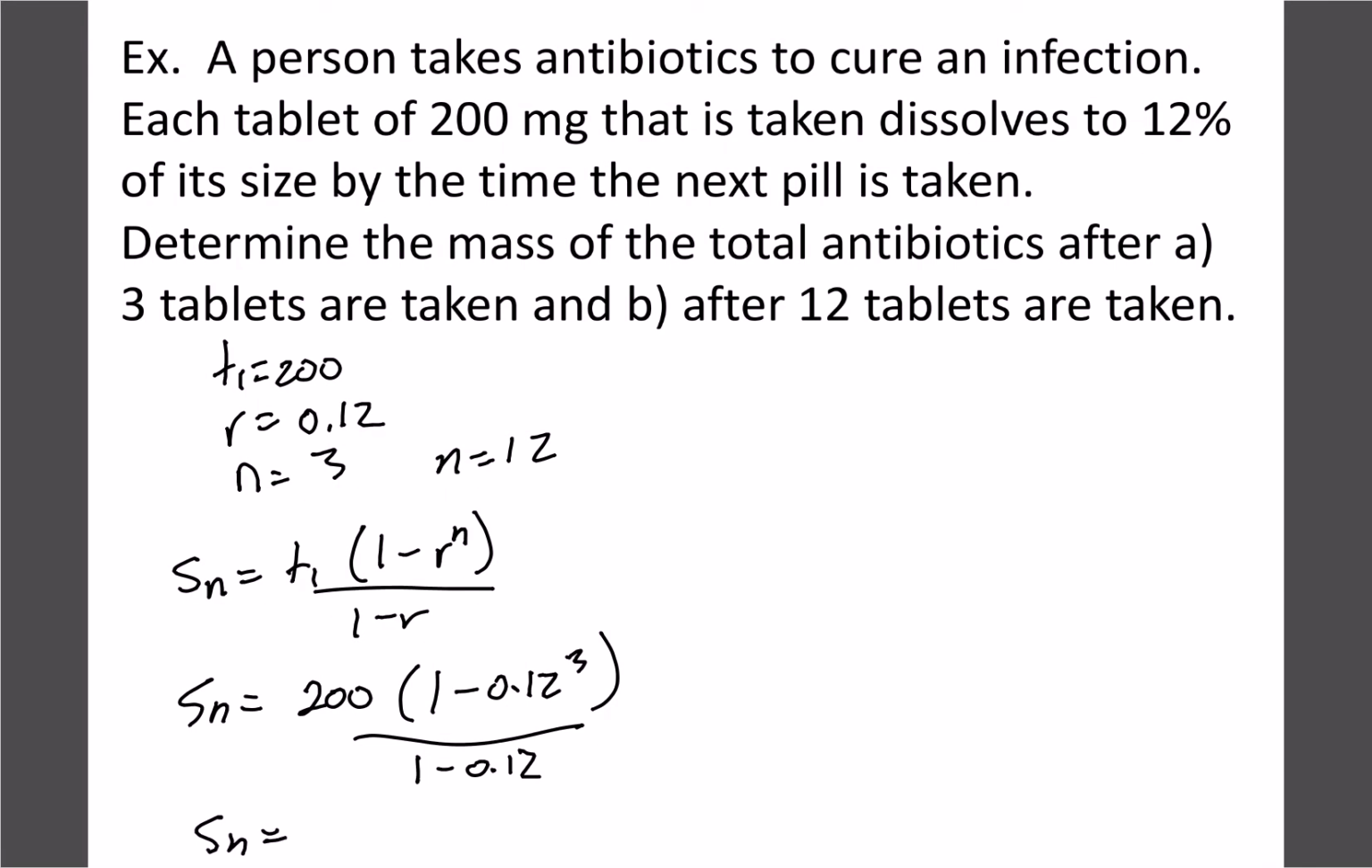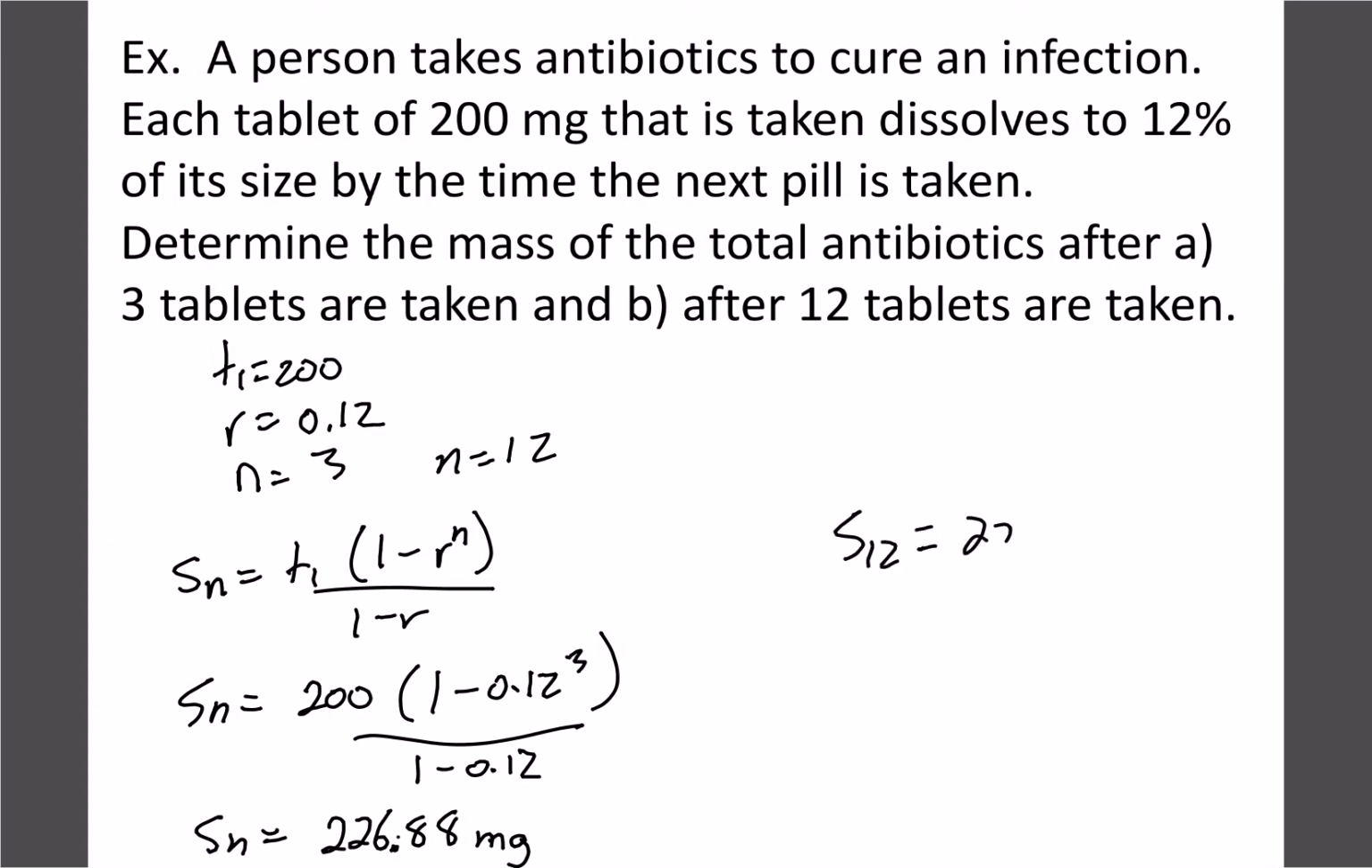Let's do the brackets first. So 1 minus 0.12 cubed, times 200, divided by brackets 1 minus 0.12. And that gives us 226.88. If our original was 200 milligrams, after we take 3 pills, we only have 226. So that third pill adds to the 200, and we didn't really gain that much. Let's try it with 12. We should see we get similar kinds of numbers.